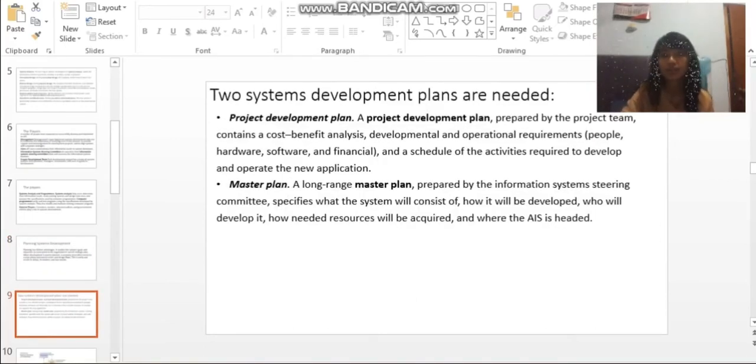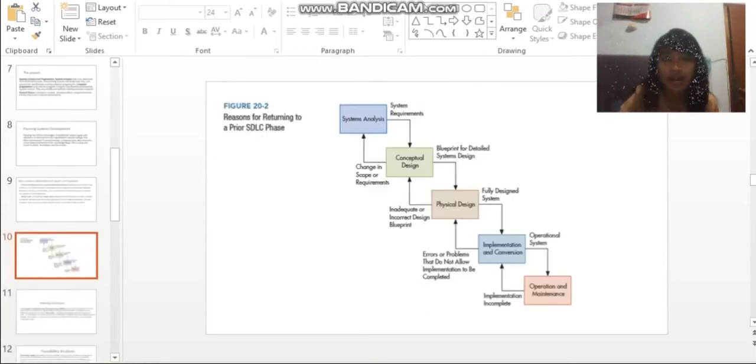Two system development plans are needed. Project development plan. A project development plan prepared by the project team contains a cost-benefit analysis, developmental and operational requirements, and a schedule of the activities required to develop and operate the new application. Master plan. A long-range master plan prepared by the information system steering committee specifies what the system will consist of, how it will be developed, who will develop it, how needed resources will be acquired, and where the AIS is headed. Here are the reasons for returning to a prior SDLC phase.